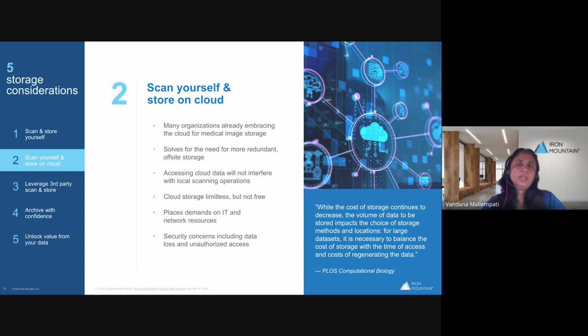Option two, that is the hybrid model. It seems simple enough to scan files locally and store them in the cloud. Many organizations are, in fact, doing this, using the cloud for medical image storage. This hybrid solution resolves many problems with an on-prem model, including the need for more redundant offsite storage.